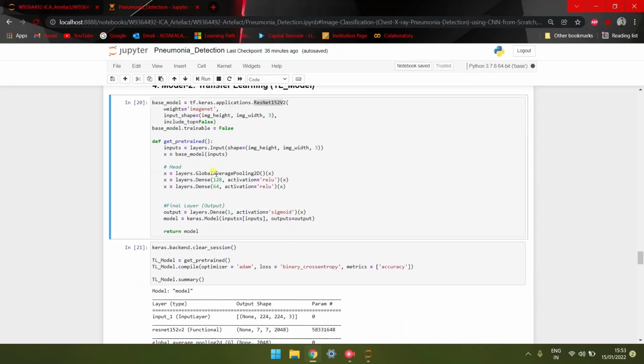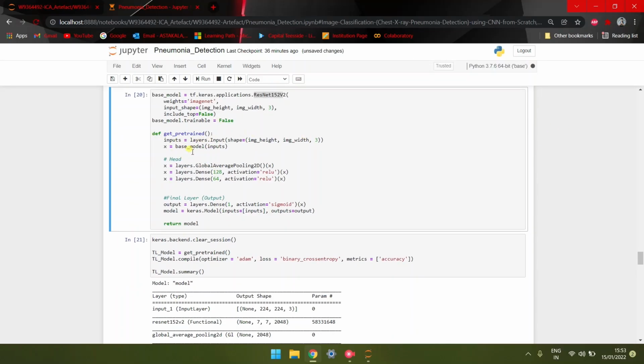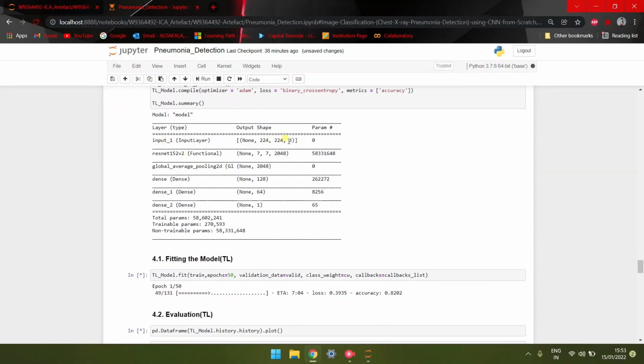Model 2 is the transfer learning method, and the pre-trained model used in this network is ResNet152V2. As it was previously trained on another dataset called the ImageNet dataset, we need to use this pre-trained network and convert it as per our model.